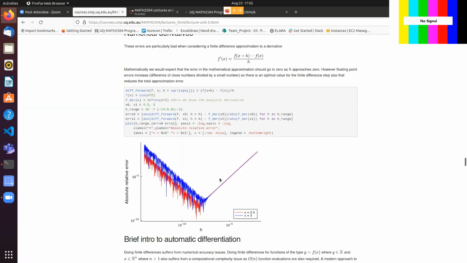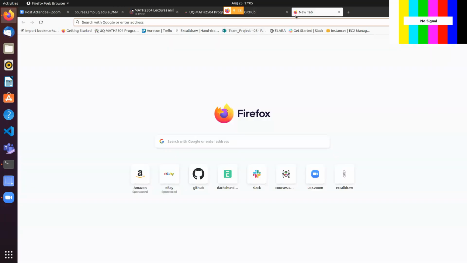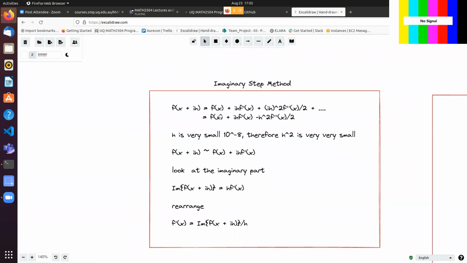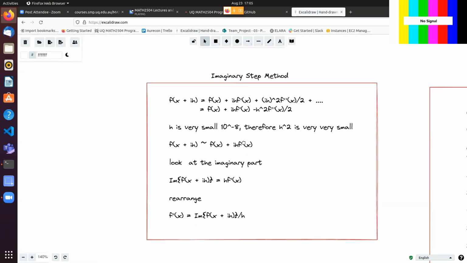So I did write a little thing while I was waiting. See if it stayed here. So you guys have to do the imaginary step method. I think that's the name. I've heard of this one before. I've never actually done it myself, so it's sort of cool you guys get to do it for a demo.